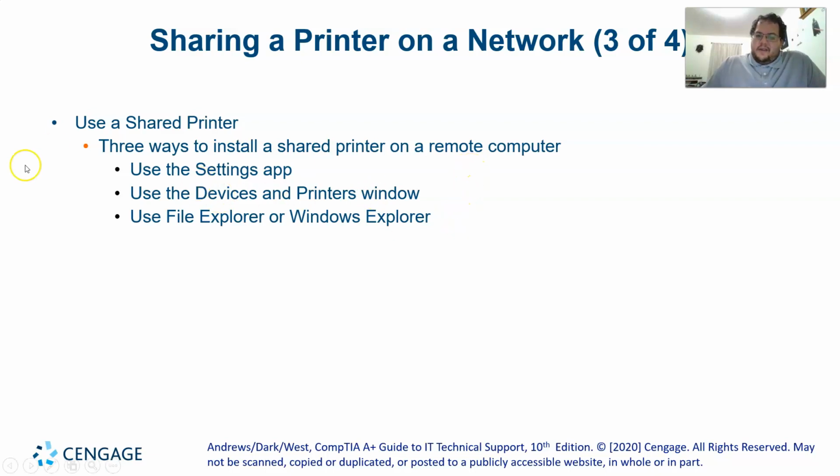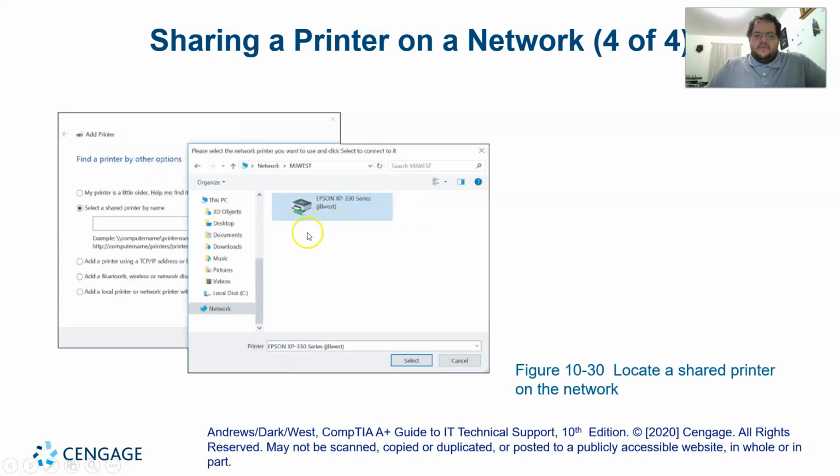In Devices and Printers, you do it the same way, but you choose Add Printer and put in the path of your server, and then you go that way. So you select the printer, share name, and then find it, and then it pops up and says, hey, this is the one. Or you can just go to File Explorer, find the printer, and install it that way.